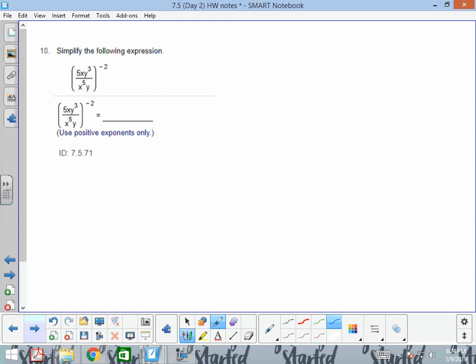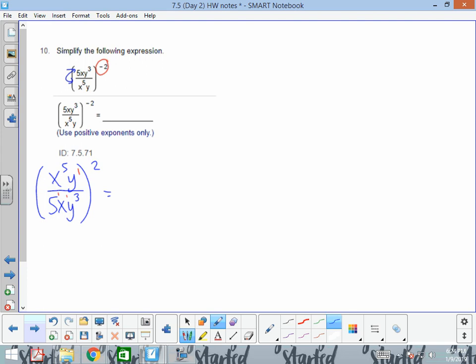Okay, and last example, number 10. Again, we have a problem like we did on number 8. We have all positive exponents inside the parentheses, and we have a negative exponent on the outside. So I'm going to start by flipping the numerator and the denominator that's inside the parentheses and changing that exponent to a positive 2. Now I'm going to multiply each exponent inside the parentheses by 2.